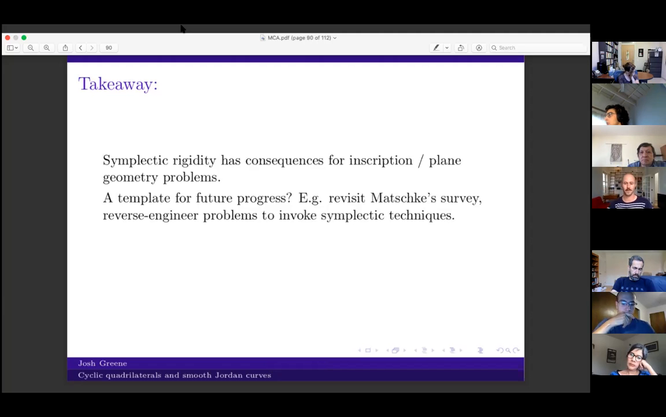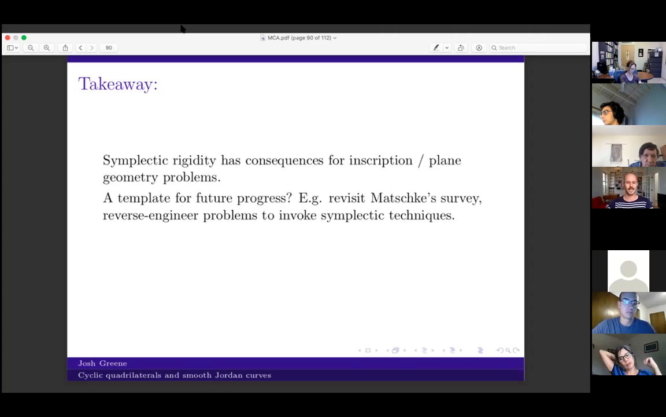So you might, for example, pick up Matschke's survey and look at the problems in there through this light, to see whether there isn't some kind of symplectic apparatus that delivers the result. And conversely, maybe you have your favorite symplectic rigidity result, and you think, is there some concrete instance of that result which translates into a cute problem, which the rigidity result then implies a solution to? But for the moment, all we have is really this result to talk about.